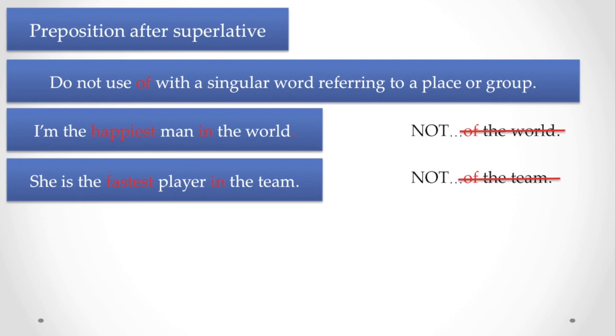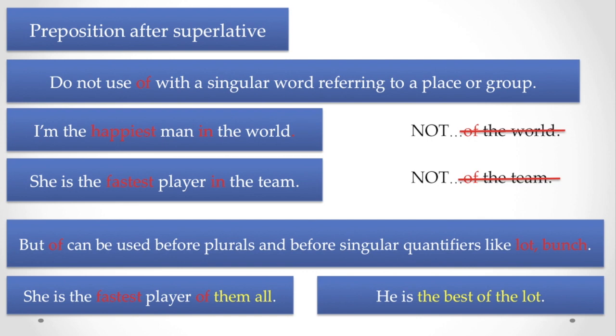It is not true. Similarly, she is the fastest player in the team. Here, the team refers to a group, but you never say that she is the fastest player of the team. This is the incorrect use of the preposition. Now, here there is also an exception. What is that? Here you find the singular word referring to a place or group. Here the world is a singular word, and the team is a group, and the singular word is used here.